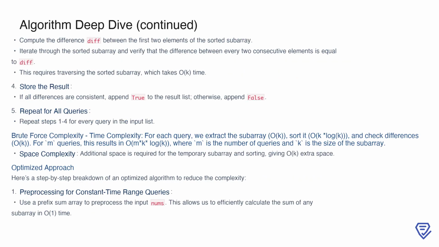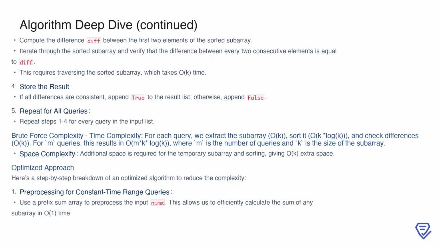To continue with the brute force approach, after sorting the subarray, we calculate the difference between its first two elements. This difference, which we call diff, serves as the key property for an arithmetic sequence. We then iterate through the rest of the sorted subarray, verifying that the difference between each pair of consecutive elements matches diff. If any difference deviates, we conclude that the subarray cannot form an arithmetic sequence. For subarrays that pass this check, we record true, otherwise, we record false. This process is repeated for every query.